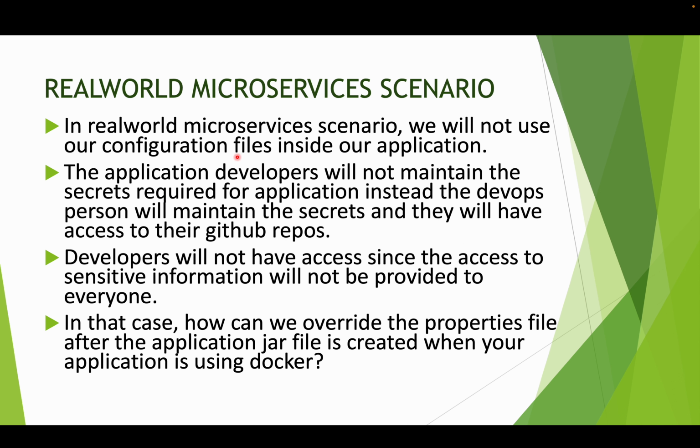So in that case, what will happen? Developers will provide a dummy value for the application-preprod.yaml file, and that dummy file will be overridden by the DevOps person with their file in their GitHub repos. How is that overriding of that properties file happening? Let's see how in code now.